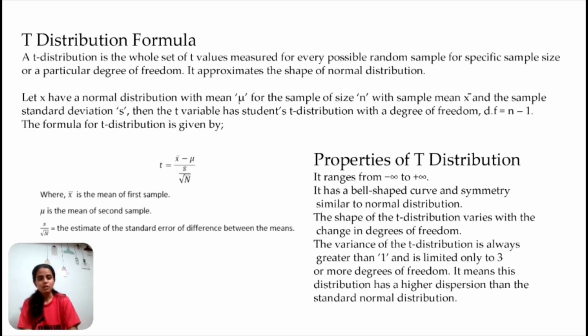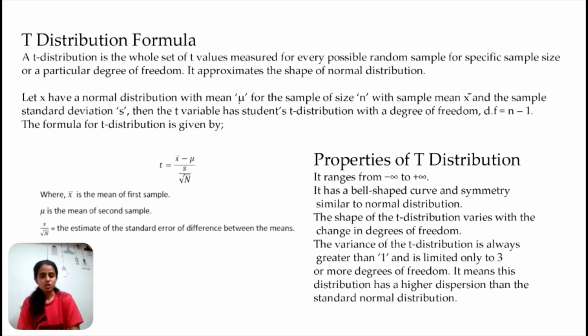The formula of the t distribution is given by t equals x bar minus mu divided by s divided by the square root of n, where x bar is the mean of the first sample, mu is the mean of the second sample, and s by square root of n is the estimate of the standard error of the difference between the means.